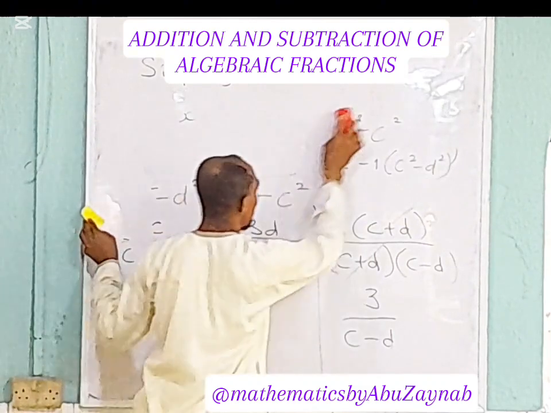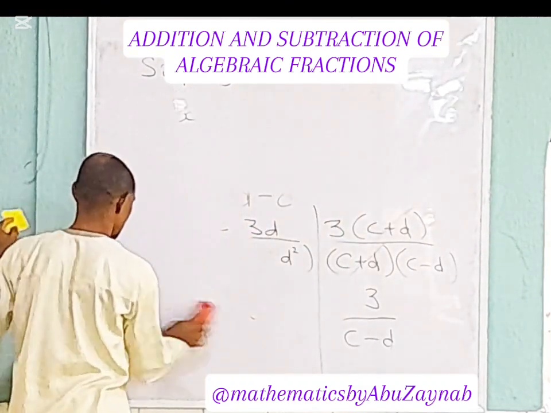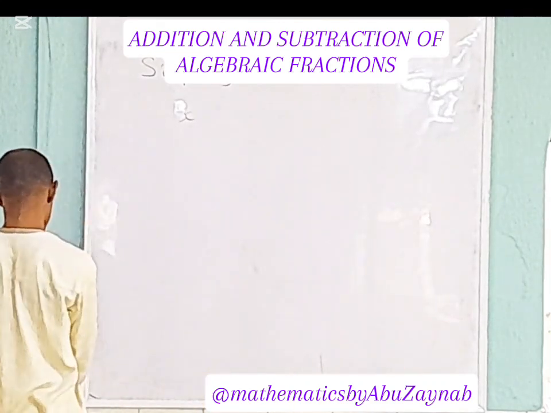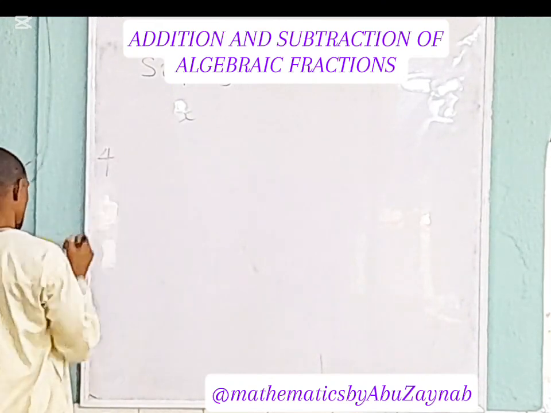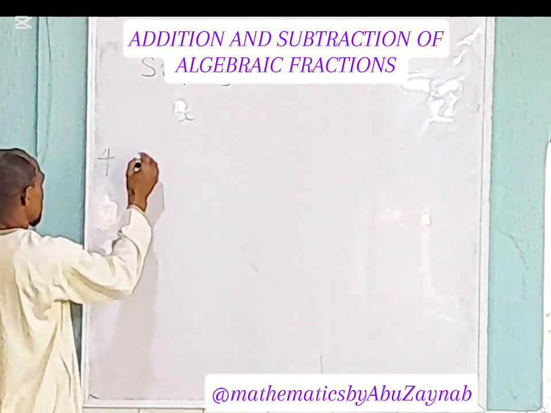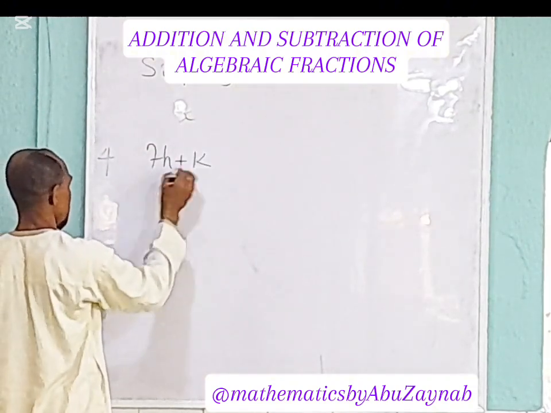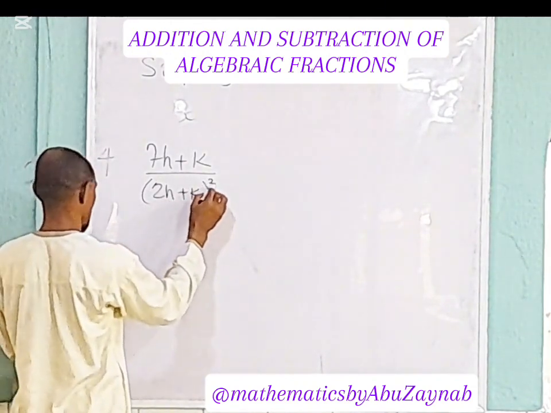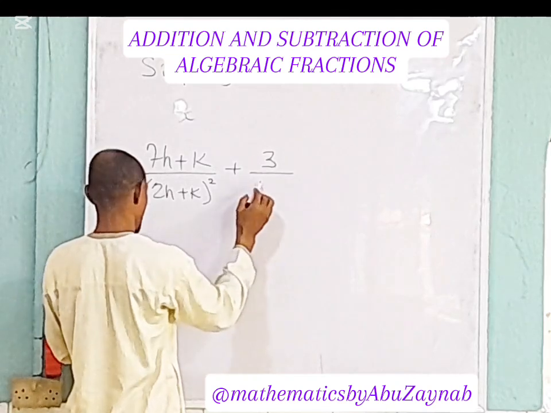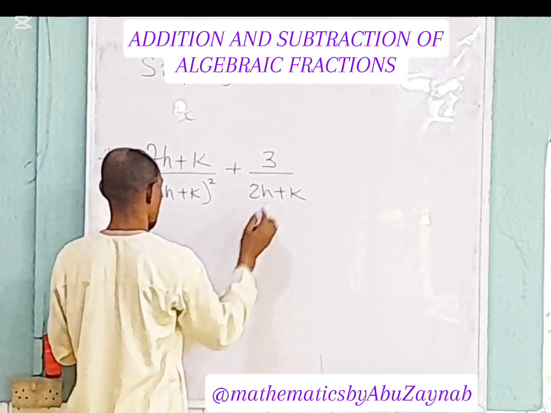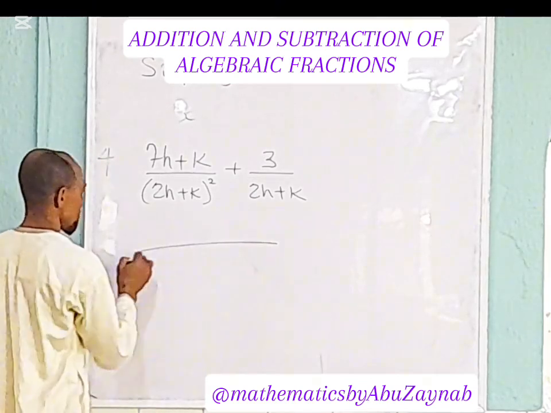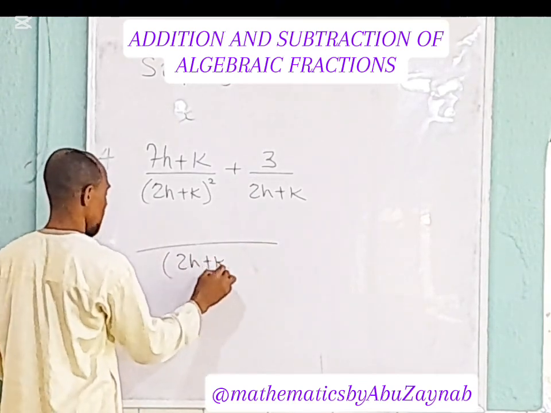Then we have lastly, question 4, which says that we should simplify 7h plus k over 2h plus k all squared, plus 3 over 2h plus k. Okay, as usual, the LCM of denominators. Denominators here, the LCM is actually 2h plus k all squared.